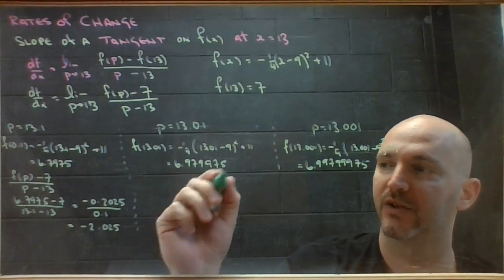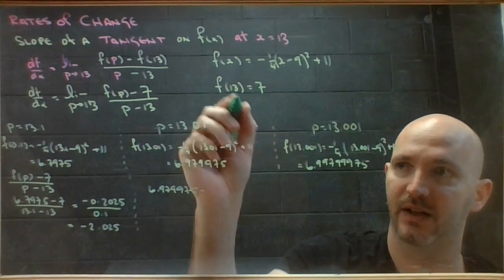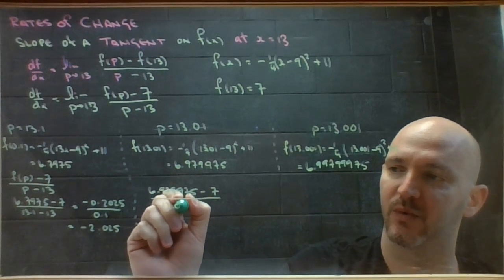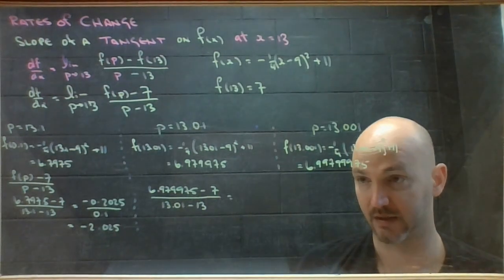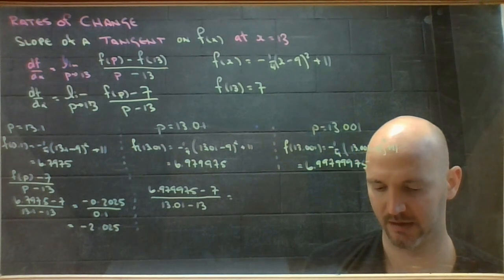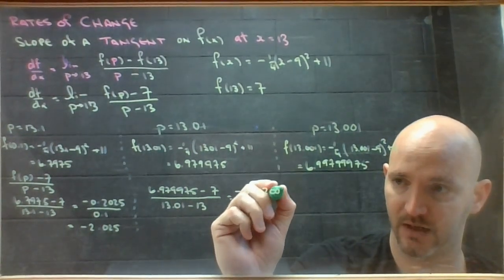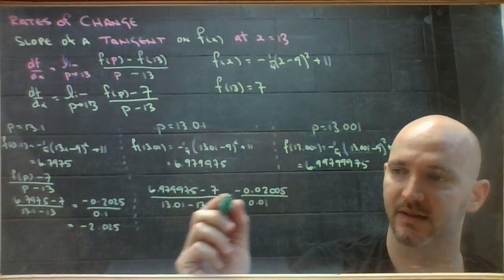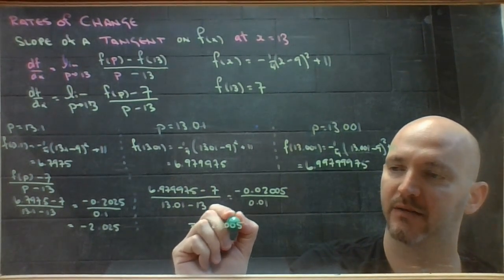I'm going to need my function at p, 6.979975, subtract the value at the point in question, and then this was 13.01, subtract 13. 6.979975 subtract 7 is negative 0.02005 divided by 0.01. This minus this is that, for a grand total of negative 2.005.